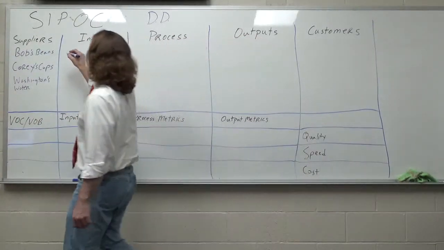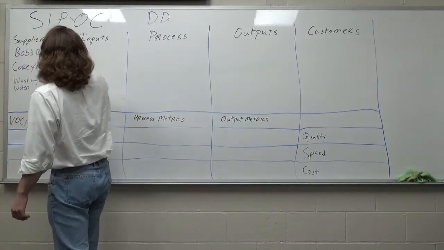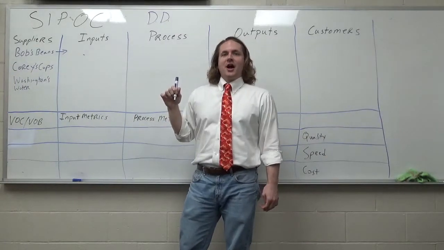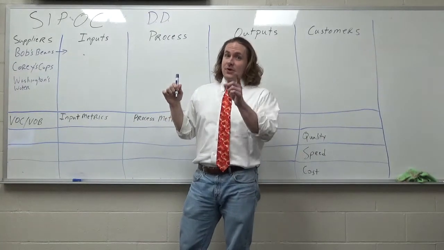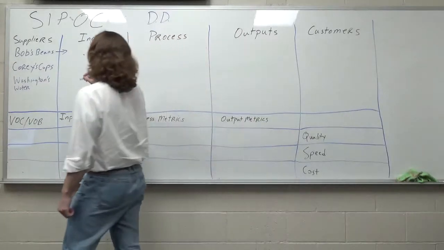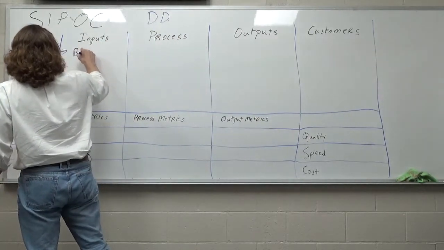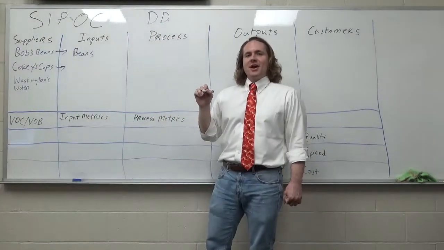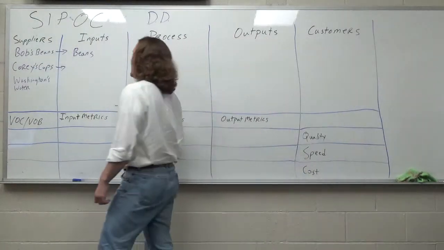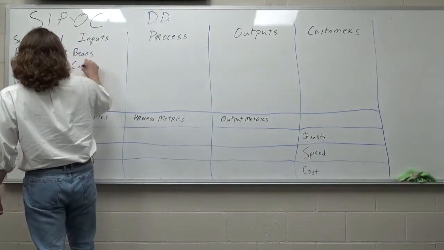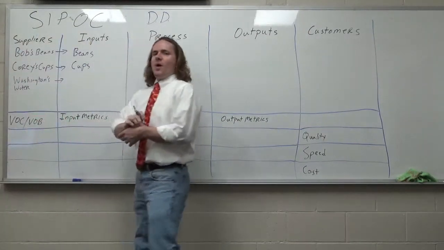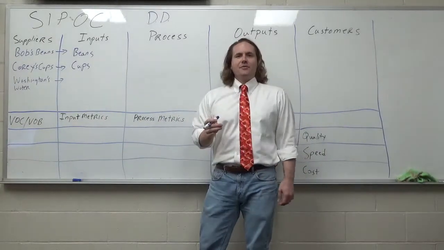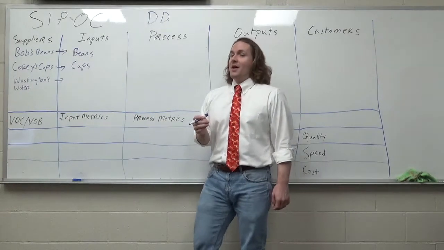Now these will correspond pretty neatly with inputs. So, any idea what Bob's Beans provides our coffee shop? If you guessed beans, you guessed correctly. So they're going to provide some beans. Any idea what Corey's Coffee Cups is going to provide? You guessed it, they're going to give you the cups. And how about Washington's Water? I bet you they make coffee machines, don't they? No, they're going to provide water.